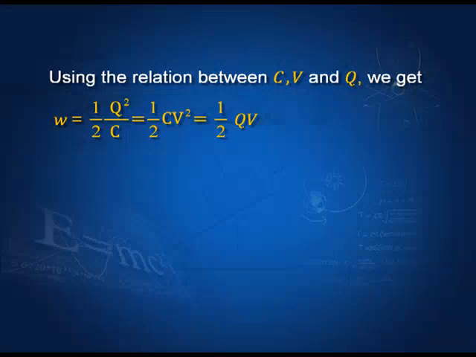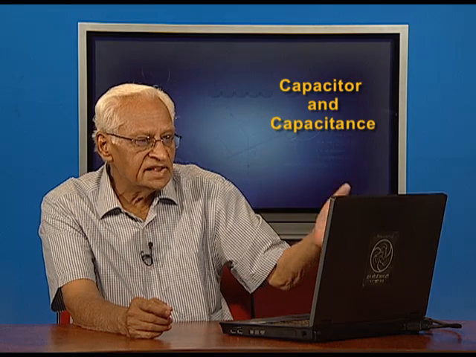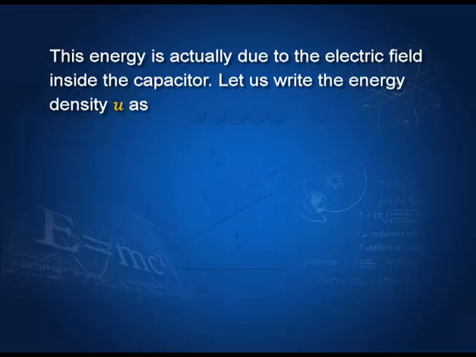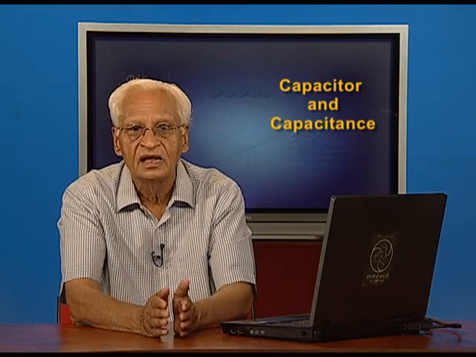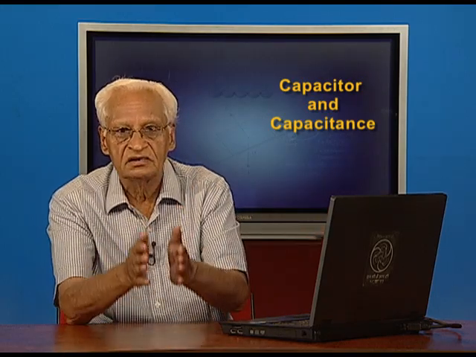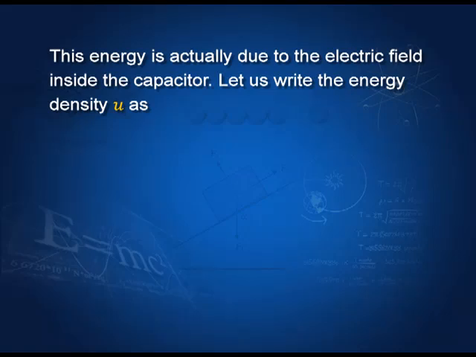And if we use the relation between C, V and q, we get energy either as half q squared by C, or as half C V squared, or as half q V. Any of these forms can be used. This energy is actually due to the electric field inside the capacitor. You see, between the two plates there is an electric field, and this electric field provides the energy to the capacitor. Let us look at this energy density, energy per unit volume.